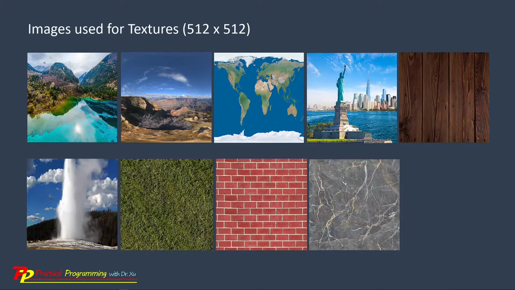In order to create the texture, I have added 9 images to the dist assets folder, as we did in the last video. These images have the same size, 512 by 512 pixels, and the same PNG format. Here are the 9 images we are going to use.